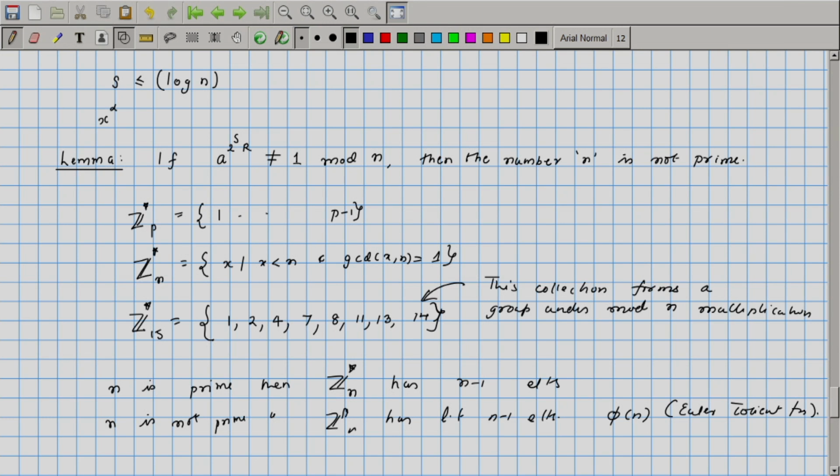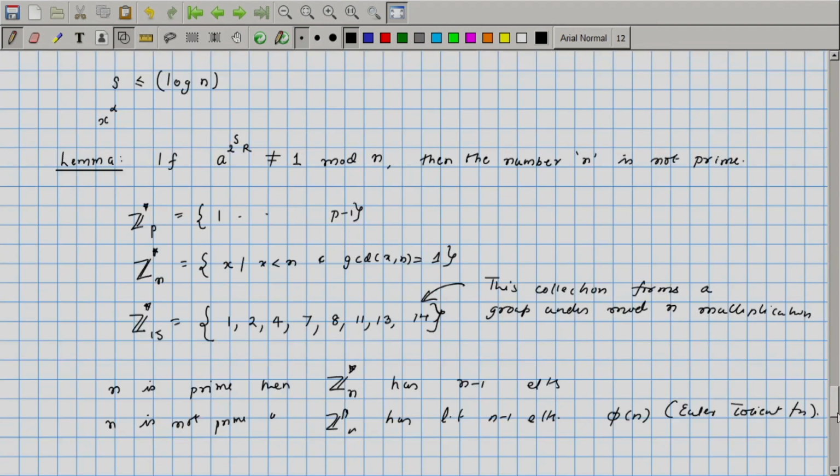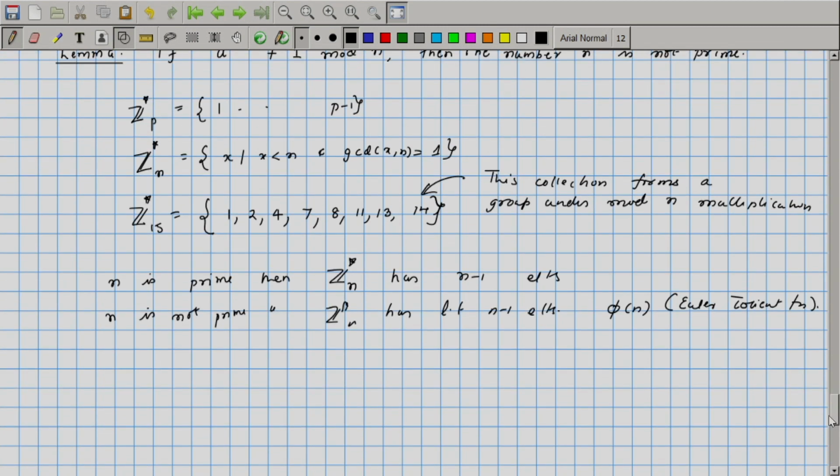Okay. So, whenever n is prime, this group has n minus 1 elements, and otherwise it has less than n minus 1 elements. And we can show that if you take any finite group G, and you take any element a, then a to the number of elements, which we will denote by order G, is going to be equal to 1. Okay. Why is this so? We will just show this for commutative groups. Our group is anyway commutative. So, take all these elements 1, 2 up to p minus 1.